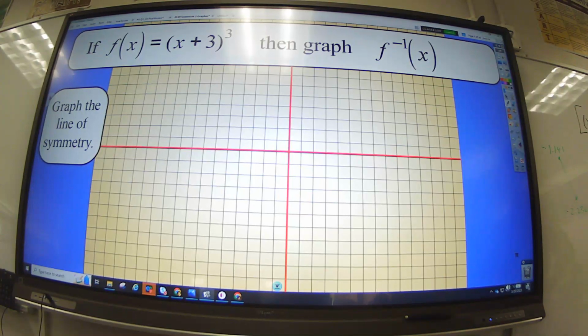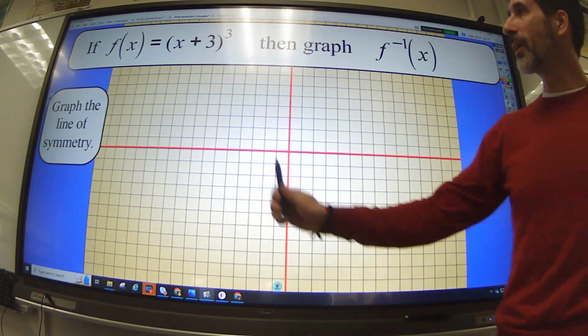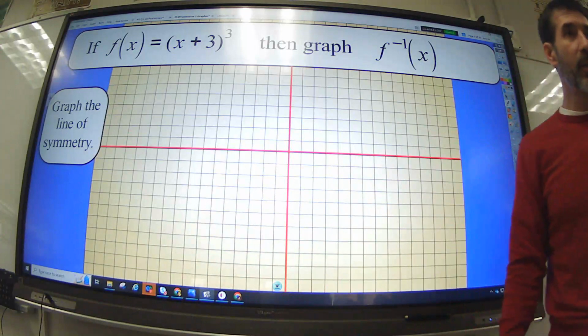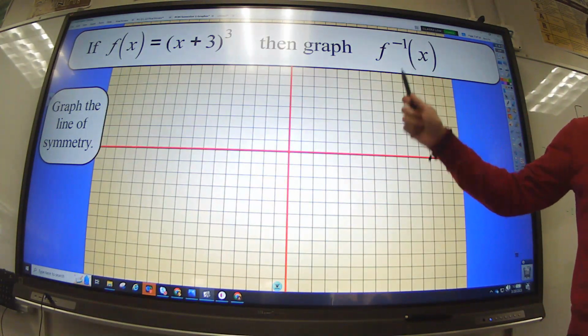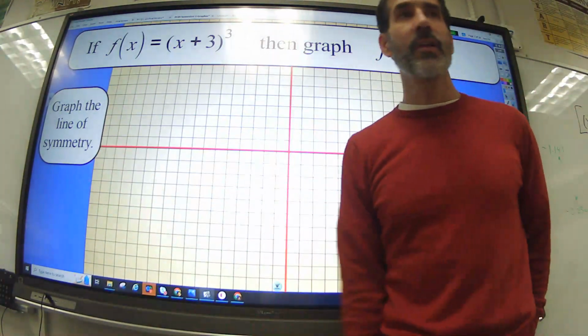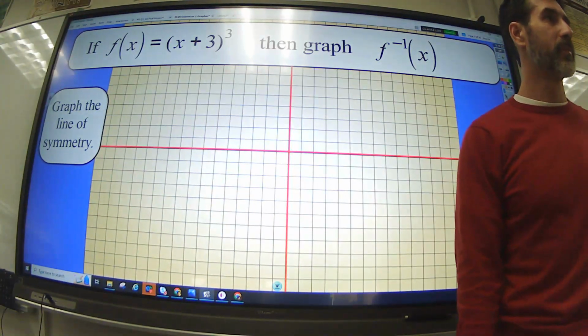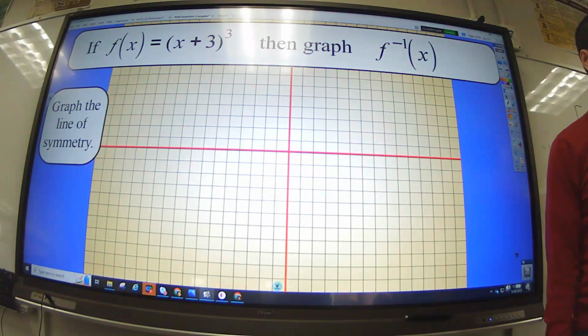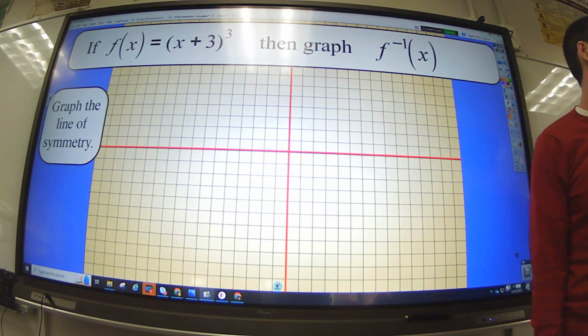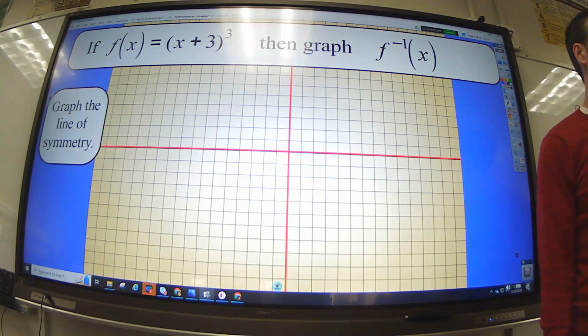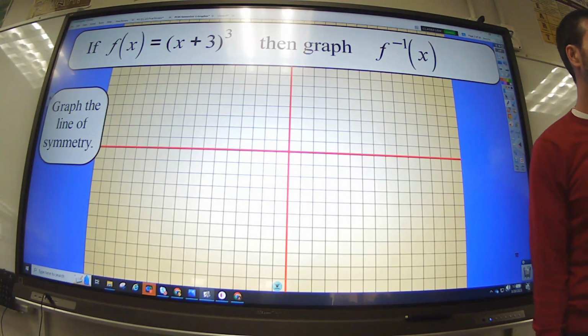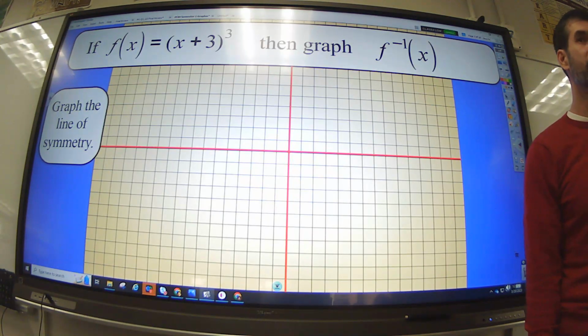You like the 3-in-1 graph? Why is this 3? Because you have to graph the function, graph the inverse, and graph the line of symmetry. Makes you wish you were taking the chemistry final instead. Then this isn't that bad.